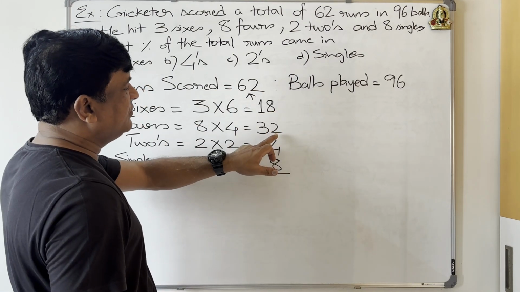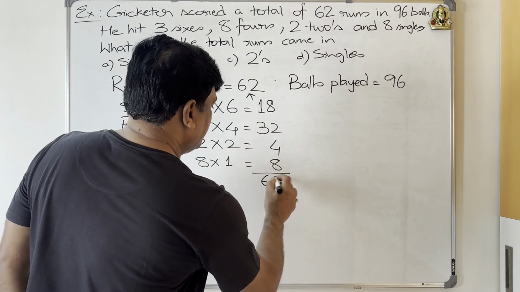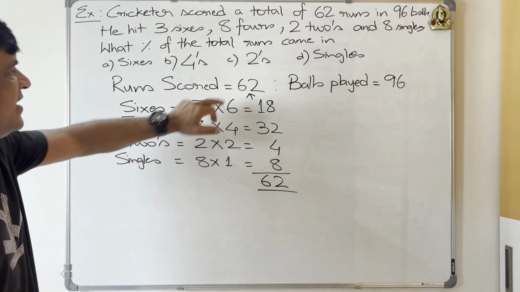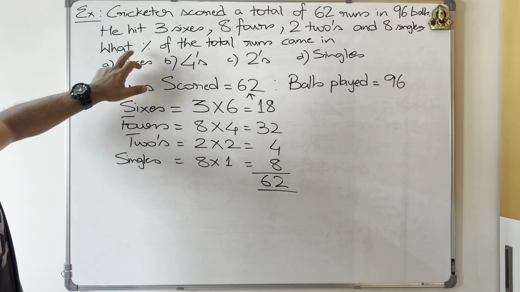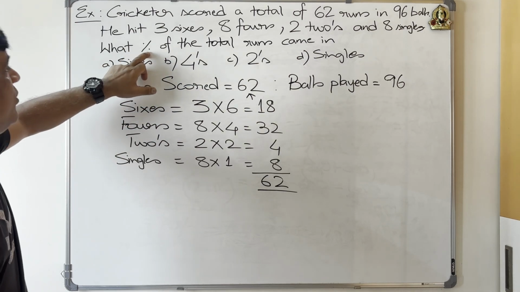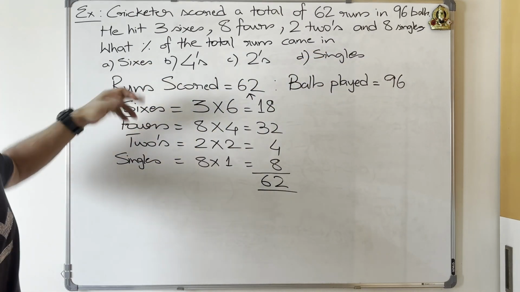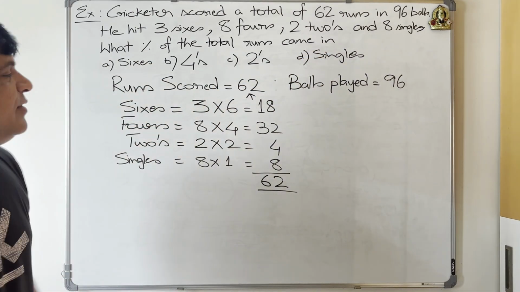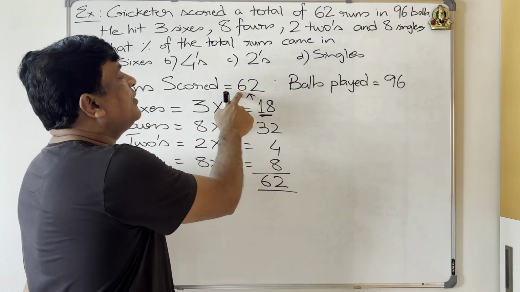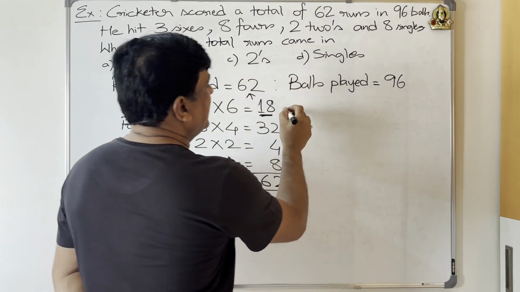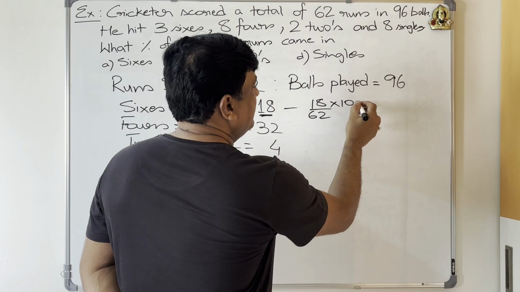18 plus 32 is 50. 50 plus 12 is 62. Good. So it tallies exactly with the total number of runs scored. Now what did they ask us to find out? Look at the problem now. What percentage of the total runs came in sixes? They are asking you to calculate the percent. How many runs did he score in sixes? 18. What is the total score? 62. So can I do this? 18 by 62 into 100.